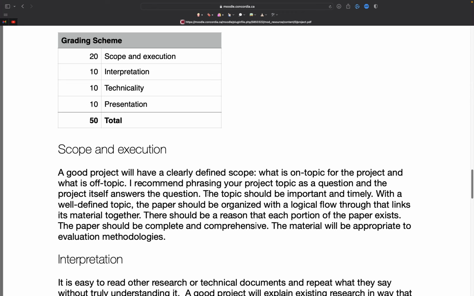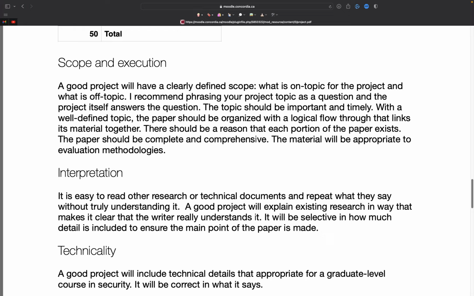Interpretation is basically me trying to assess whether you understand the topic or not. It is possible, believe it or not, to write about something in your own words and not understand it. You can read something and parrot back the details of it. You can do it in your own words, but you really don't understand it, right? So I'm trying to assess whether you understand it or not. It's hard to say how I do it. I guess I've read so many of these that I sort of know, but a lot of it is the way you explain it.